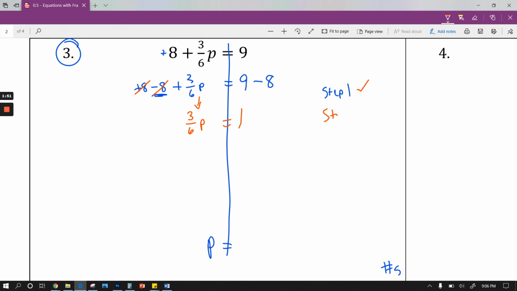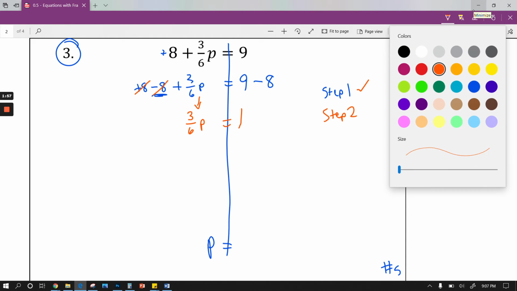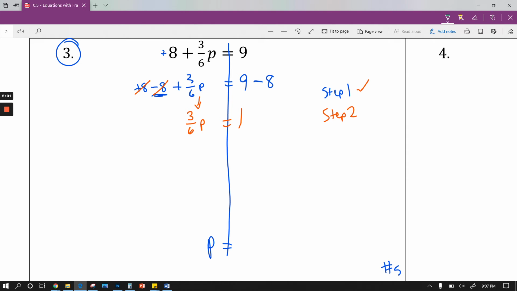We're now on to step 2. So step 2 is to make the coefficient equal 0. I'm sorry, to make the coefficient equal 1. And just like earlier when we identified our constant as 8, our coefficient is 3/6. Our coefficient is 3/6 times p.